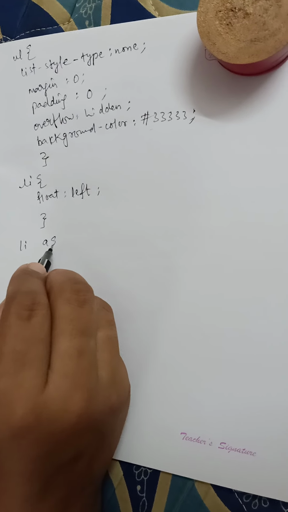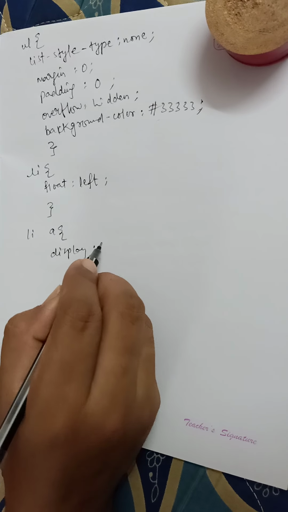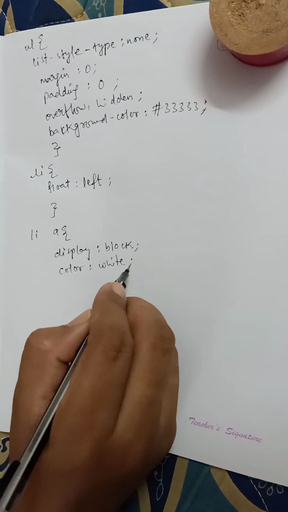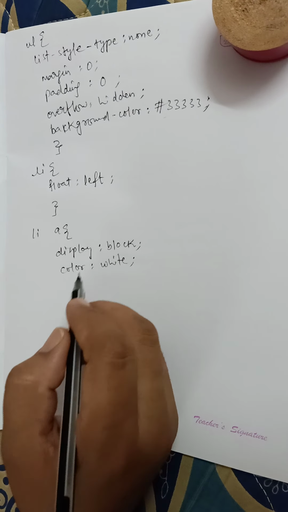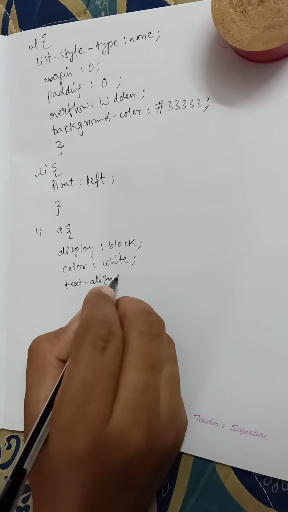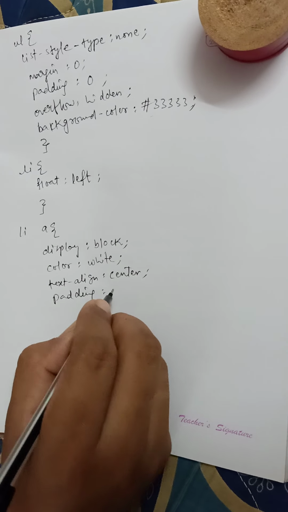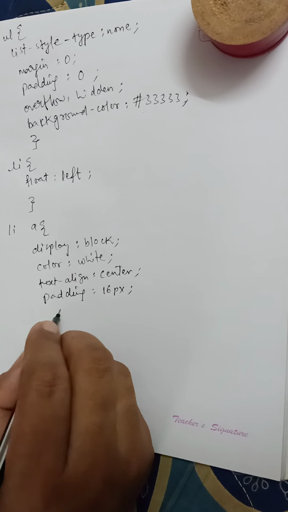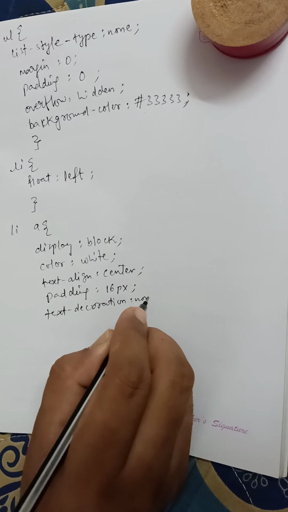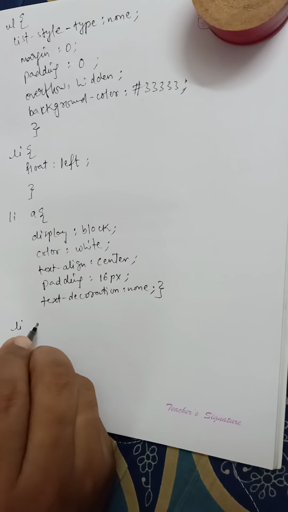Now in this code I will be writing display block, then we mention the color, whatever the text color we are writing inside the block, then your text alignment, and mention the padding, 16 pixels suppose, then finishing it over here. Okay, so for the list item there will be a hover.